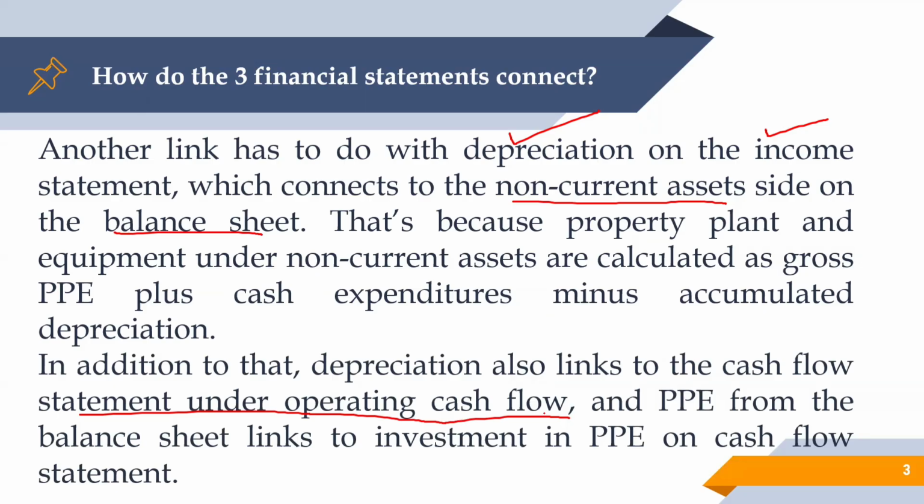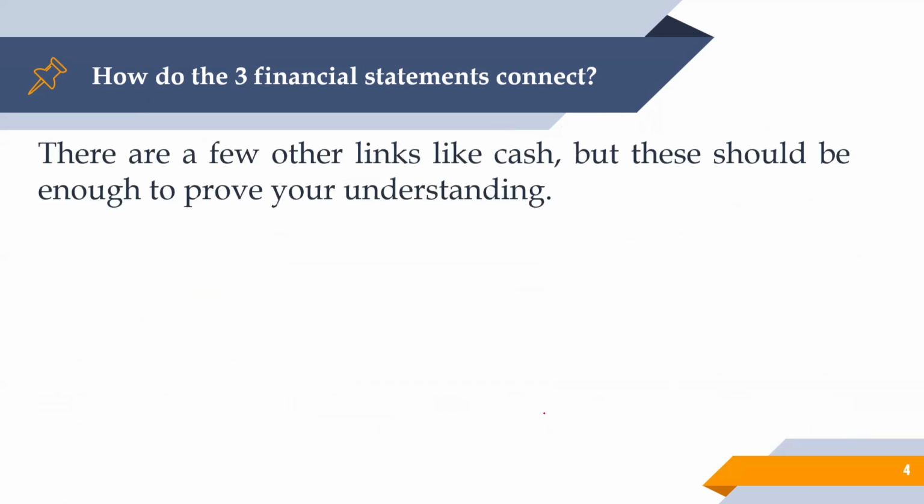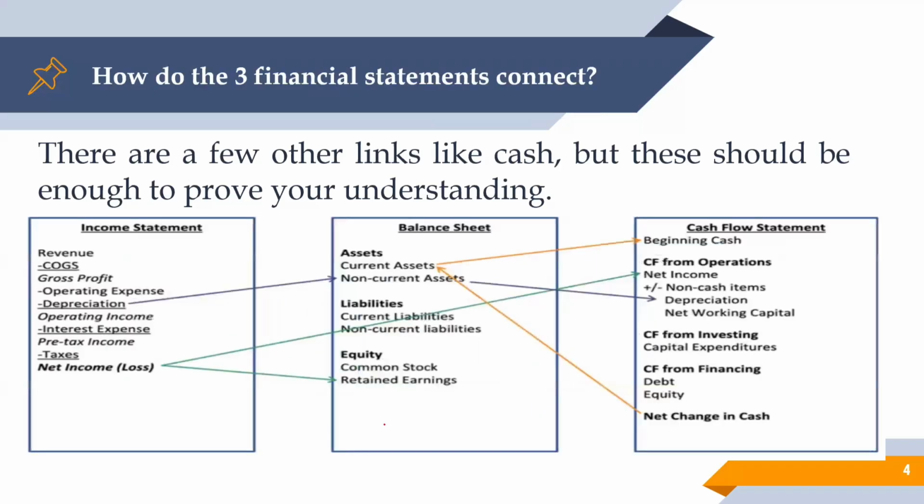There might be multiple linkages, but you have to give one or two examples when you are answering such technical questions. How do the three financial statements connect? There are a few other links like cash, but this should be enough to prove your understanding. So what we discussed is that depreciation is in the P&L statement, and this depreciation connects to the balance sheet in non-current assets, and from non-current assets it connects to the cash flow as depreciation. So the three financial statements connect together.